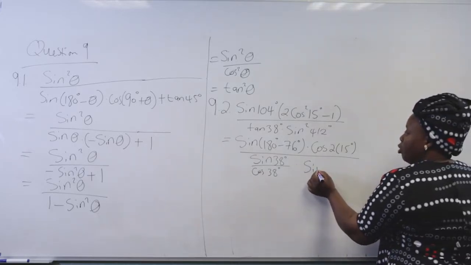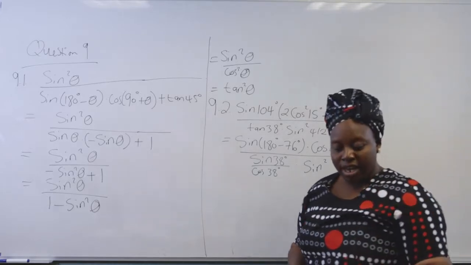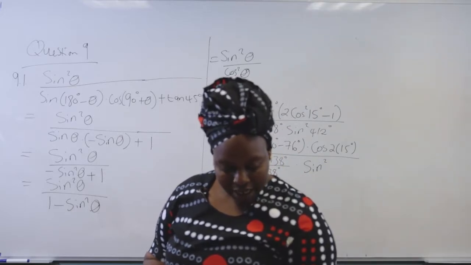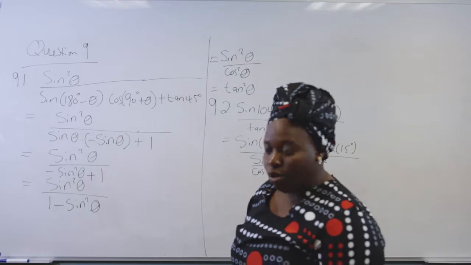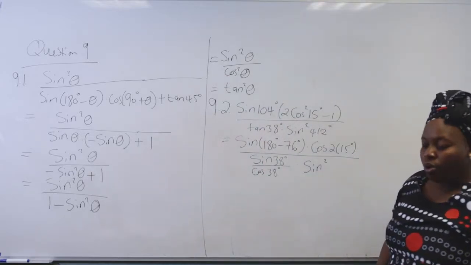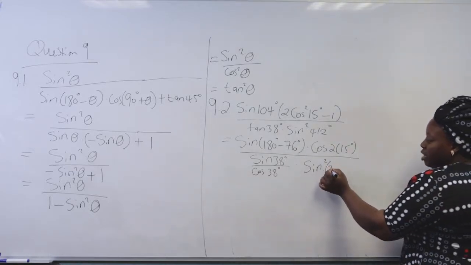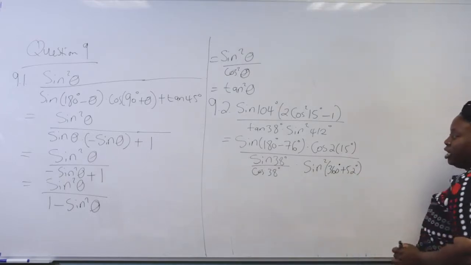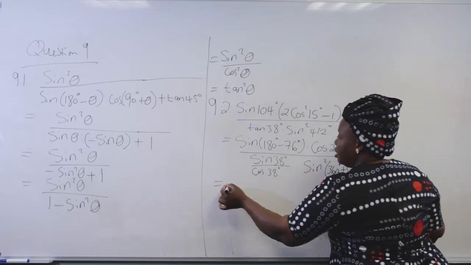And this one will be sine squared. Remember, 412 is more than 360. So what you are going to do is say 360 plus another value that will give you the answer. So it's 360 plus 52. It gives us 412. So let's go on and see what is done.